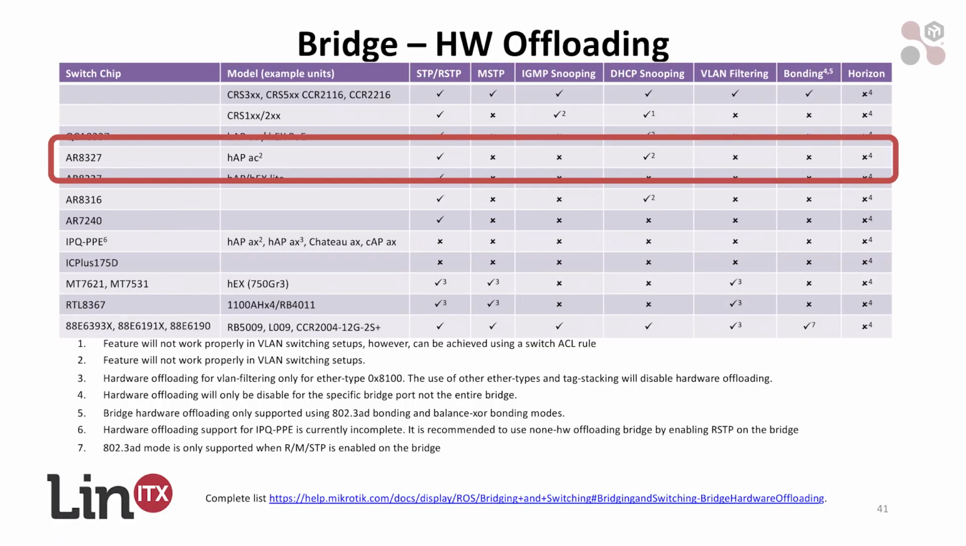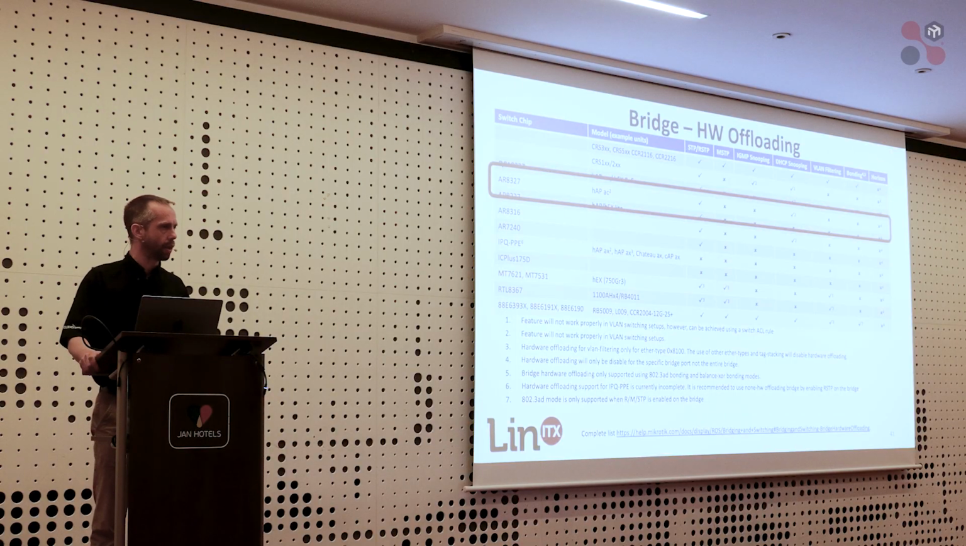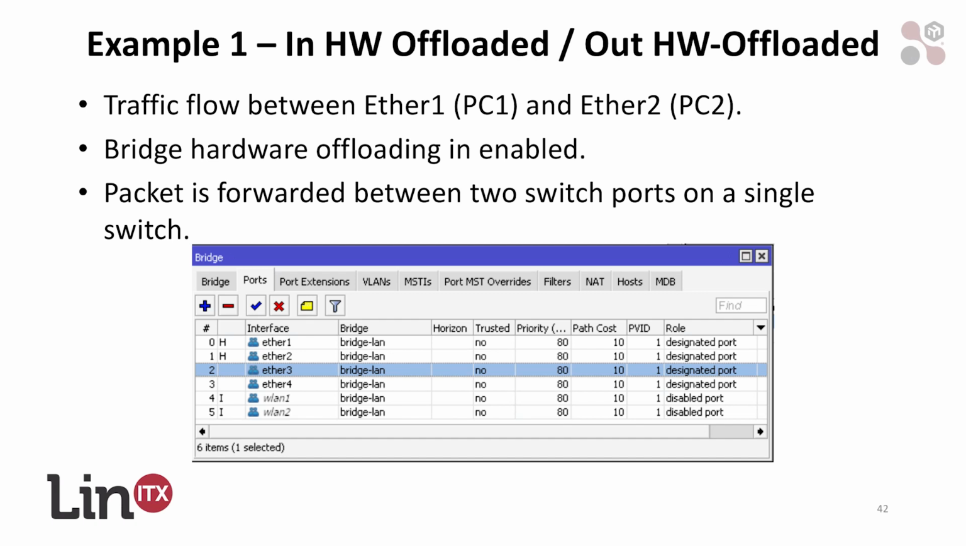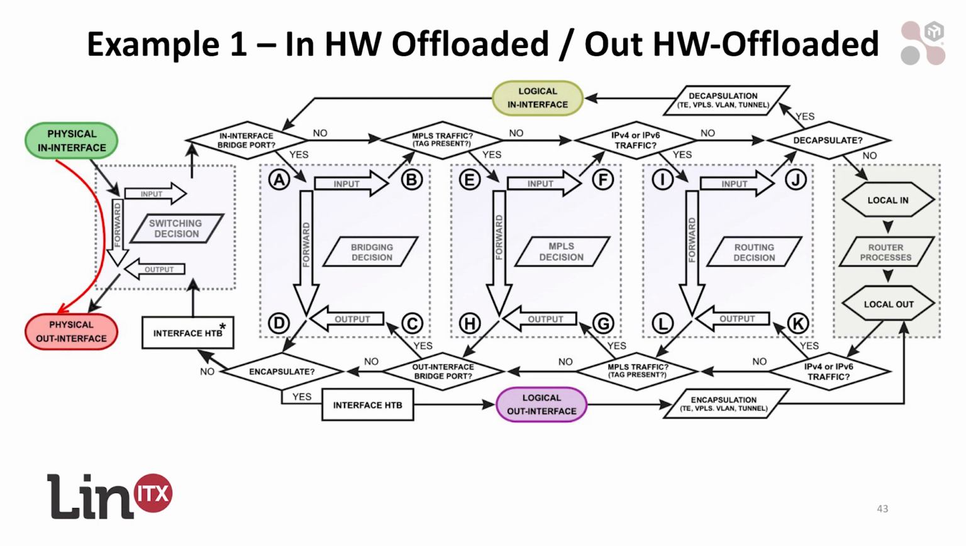If I was to take my hAP ac squared and turn on bridge VLAN filtering, I no longer can use the switching function features because I have taken that out of the equation. So, very simply, I flow some traffic through PC1 and PC2. They are both in hardware offloaded ports. So the packet flow very simply does that.